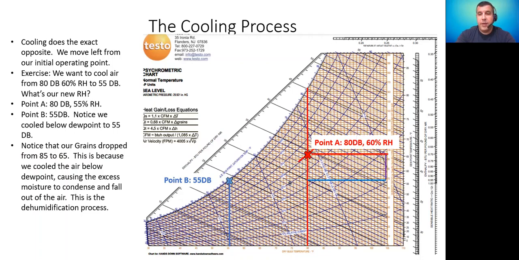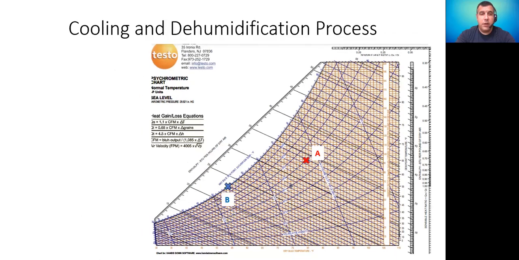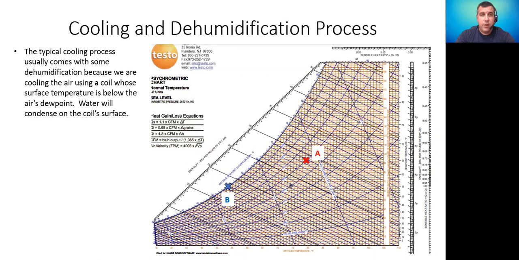How much dehumidification did we do? When we talk about a difference in specific humidity, that purple line represents how much moisture, how many grains, we lost in the process. Quite a bit here, it looks like. So the cooling dehumidification process not only moves our operating point to the left, but it also moves it lower in the chart. And that's because a typical cooling process usually comes with some dehumidification.